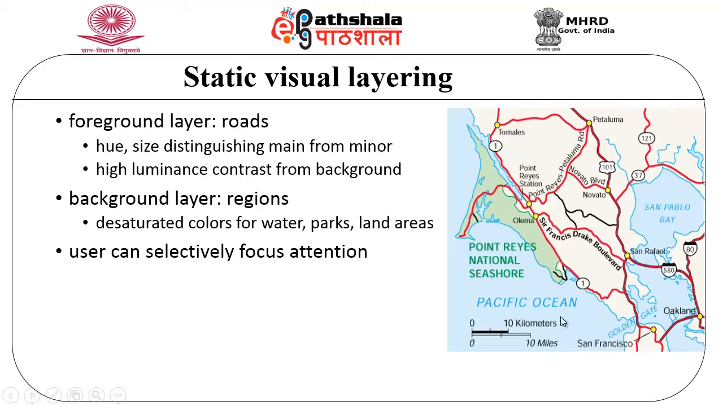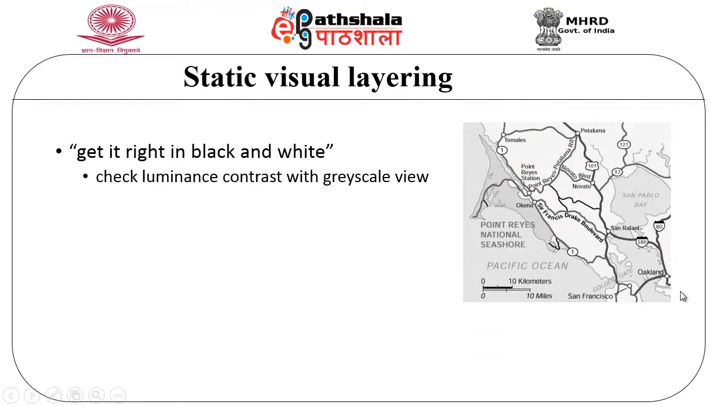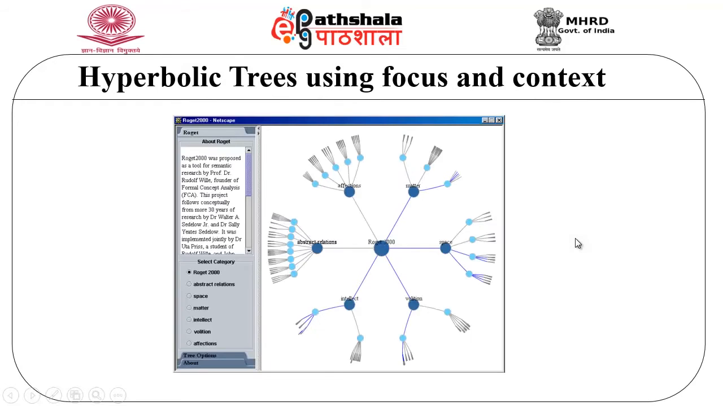So this is a static visual layering approach, wherein the foreground layers are shown as rows here, which are being distinguished from the major using the hue as well as the size, and you have high luminance contrast with respect to the background. The background regions of the layers are represented in desaturated colors for water, parks and land areas, and the user can selectively focus the attention. So here we have shown it in the black and white approach, where we can check that the luminance and contrast is changing with the grayscale view.